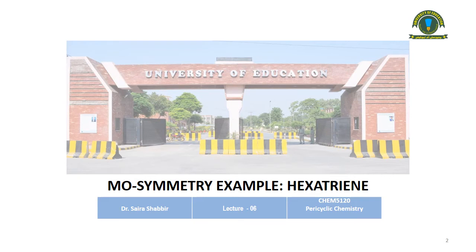Today is the sixth lecture of pericyclic chemistry, and today we are going to see one example, that is hexatriene, that is 1,3,5-hexatriene precisely. And we shall see the molecular orbitals of hexatriene and the symmetry operations carried out on hexatriene, so that we can better understand the reaction chemistry of pericyclic reactions of hexatriene.